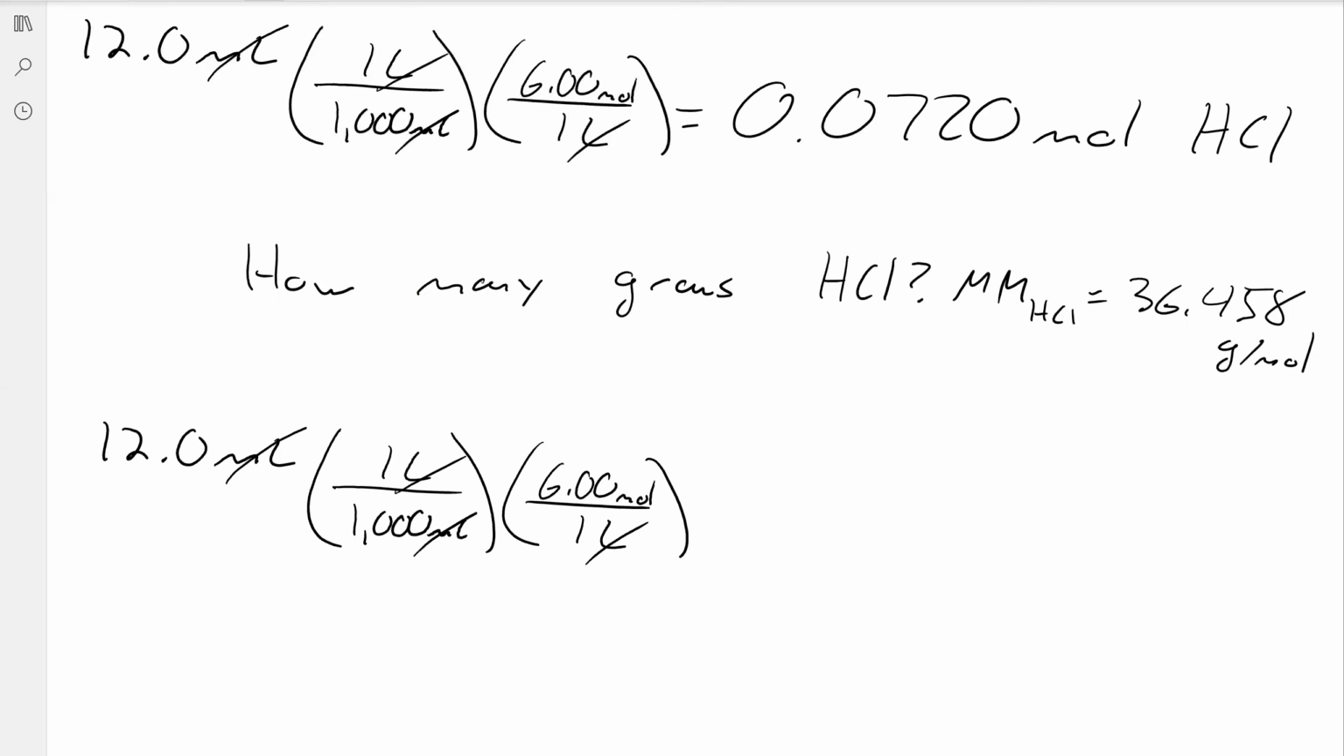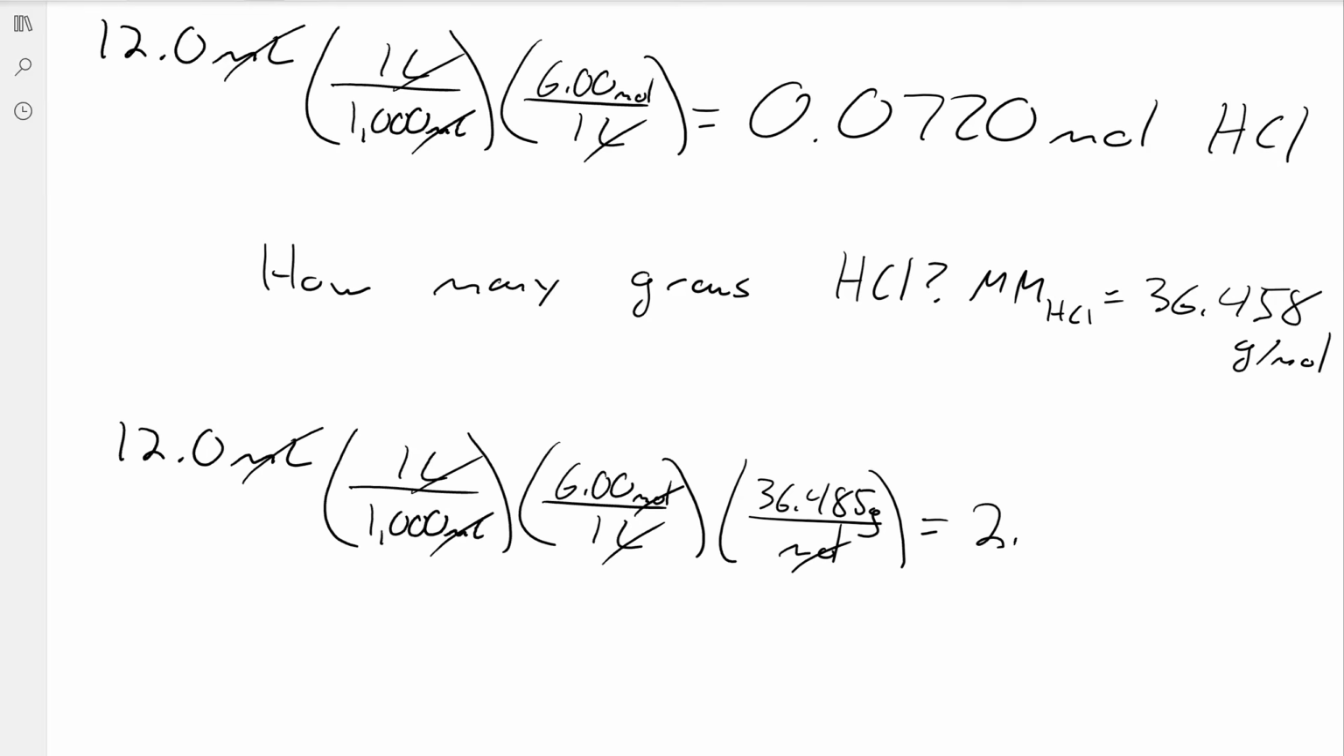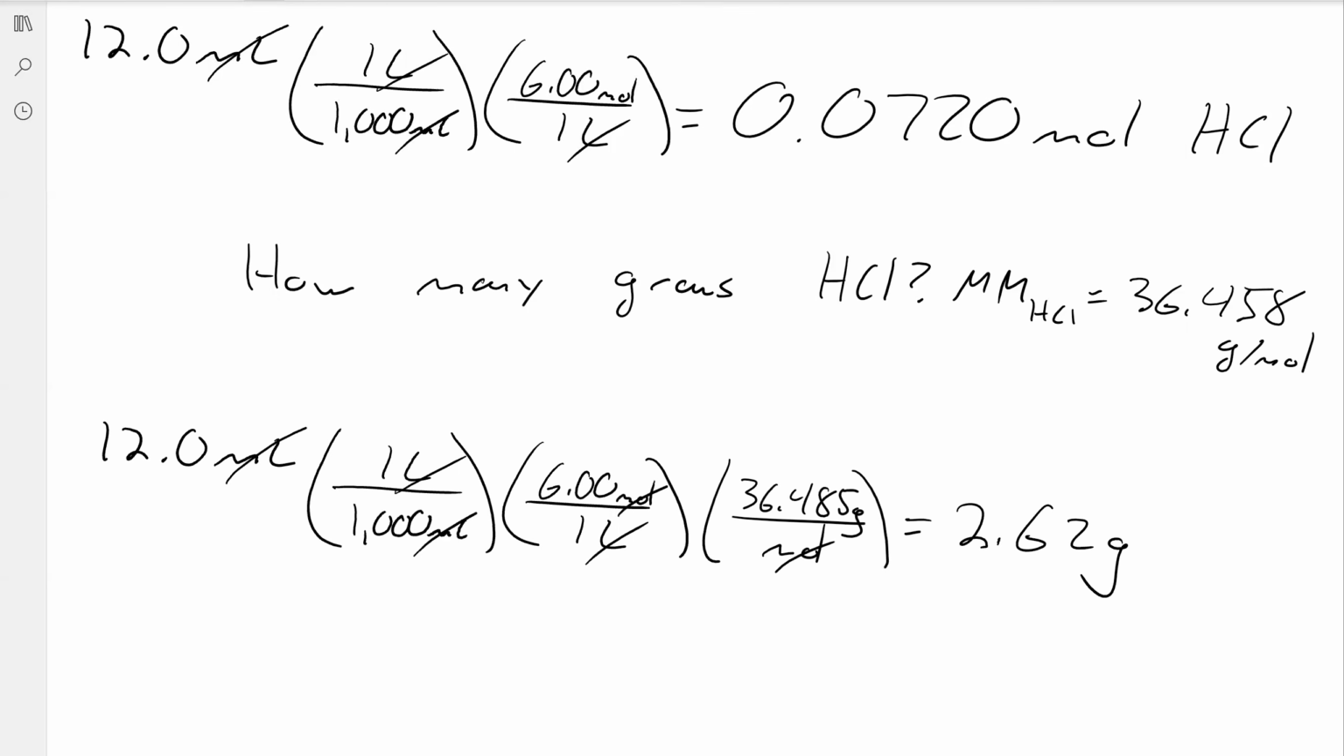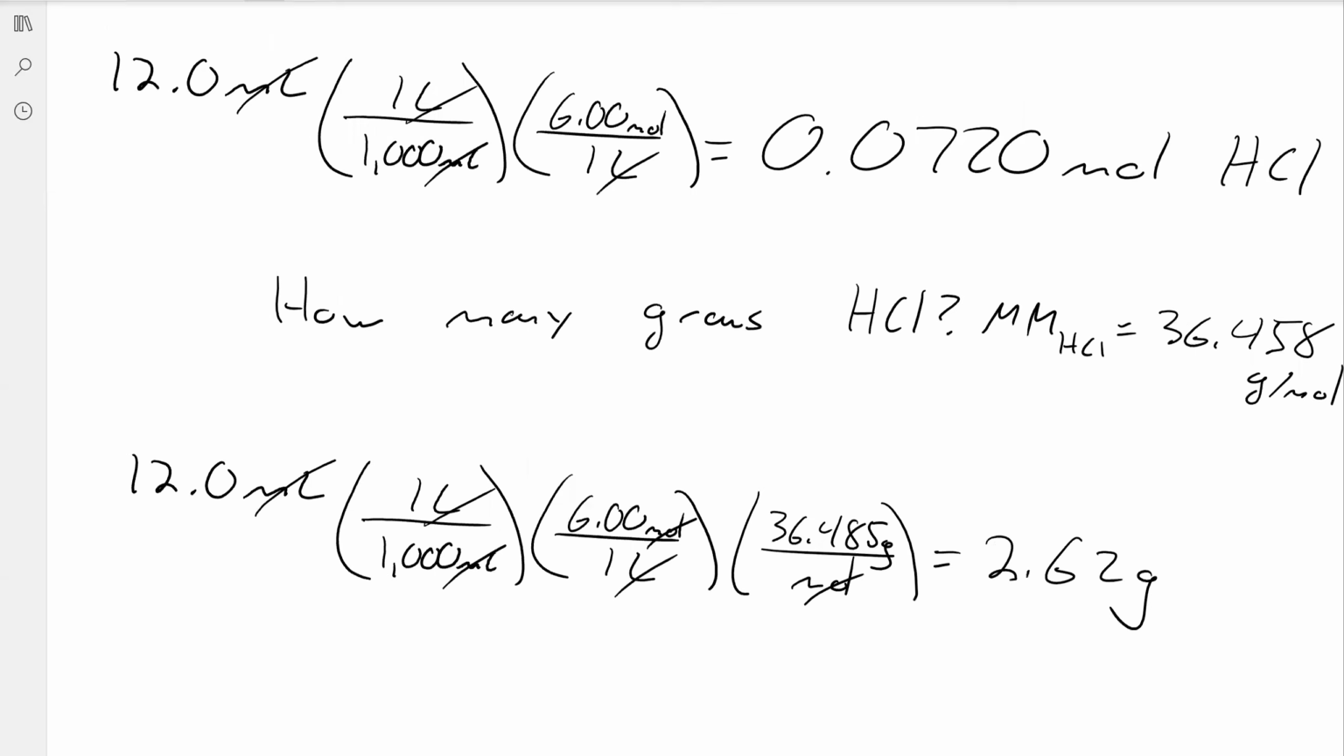And then I just add one more step, right? We just go from moles to grams. Moles and moles would cancel out, and then I'd figure out, oh, I have 2.62 grams. So if I did want to make the solution, I would know how much HCl I needed to add.